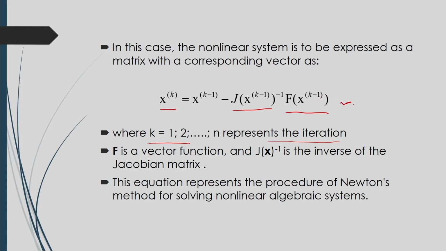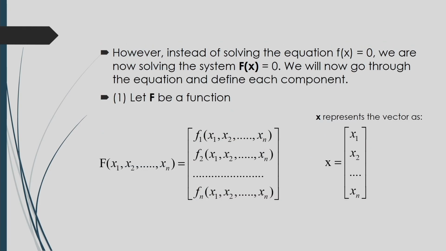So this is your iteration procedure based on which you have to find out the solution. Now this f is a vector function and J(x) to the power minus 1 is the inverse of the Jacobian matrix. This equation represents the procedure of Newton's method for solving nonlinear algebraic equations. Now let us see what should be the function and also the Jacobian matrix.